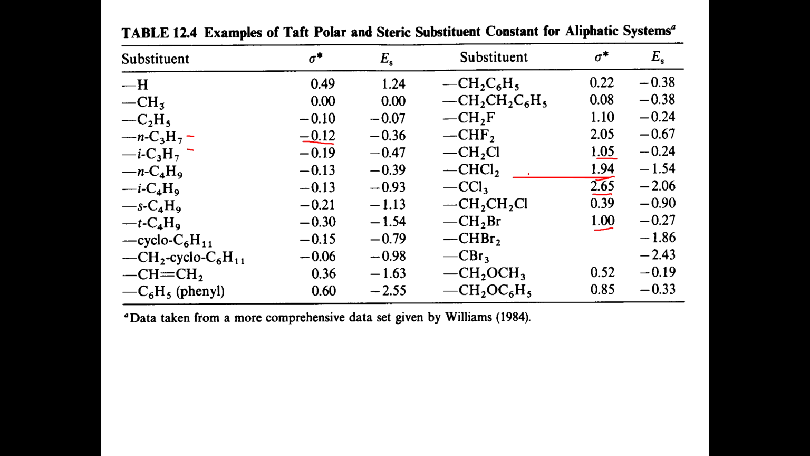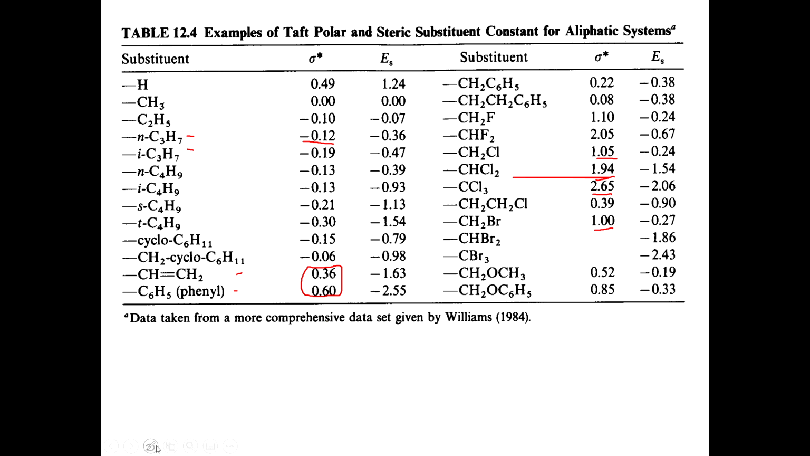And then things that can resonate, like the phenyl groups and the allyl. Remember we talked about allyl carbocations and stuff. There's resonance there. They have reasonably large positive polar constants because they are able to delocalize the charge. And that makes them basically electron withdrawing. When you're delocalizing, you're withdrawing the electron density from the negatively charged intermediate.